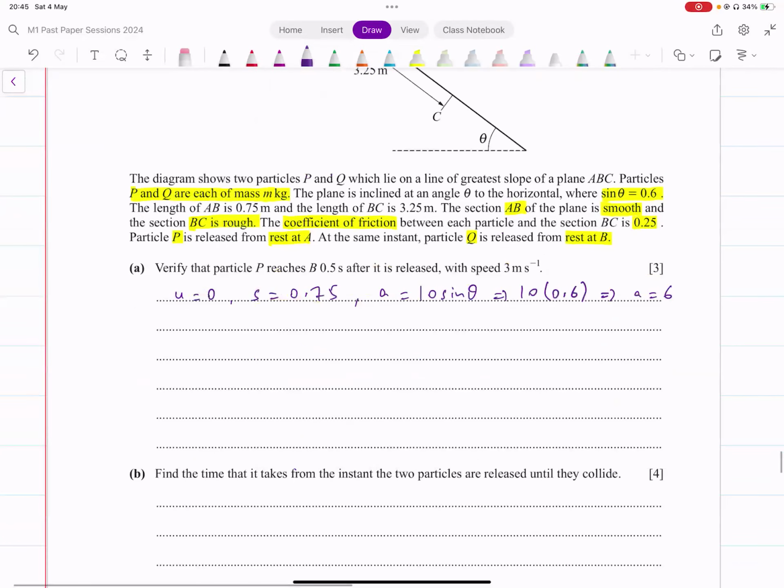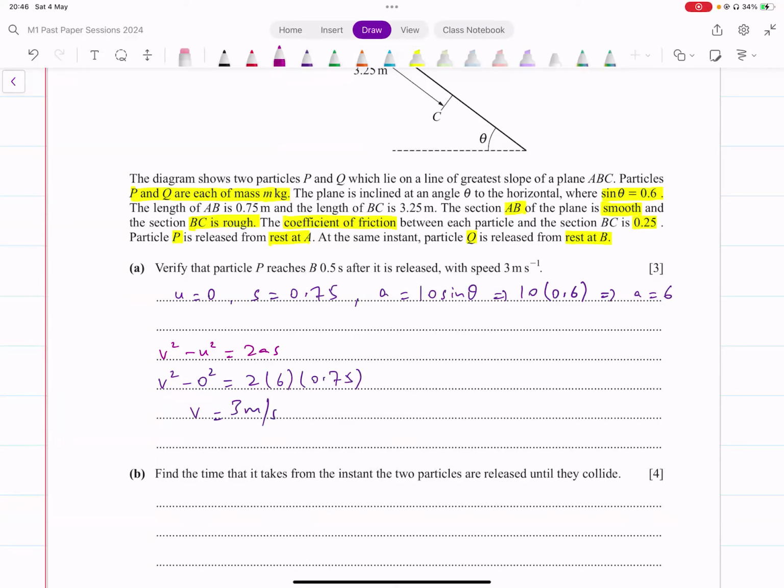Now we have to find the time taken and the final speed. How do we do that? For time, we could use S equals ut plus half at square, but that will be a quadratic equation. Let's find V first, the final speed. We can use V squared minus u squared equals 2as. Let's input values: V squared minus 0 squared equals 2 into 6 into 0.75. 12 into 0.75, square root of that, that's 3. V is 3 meters per second.